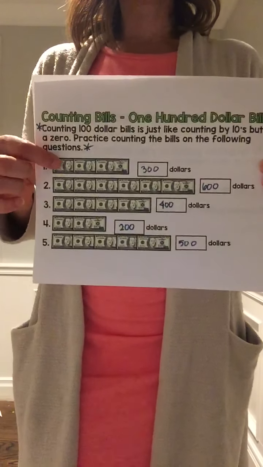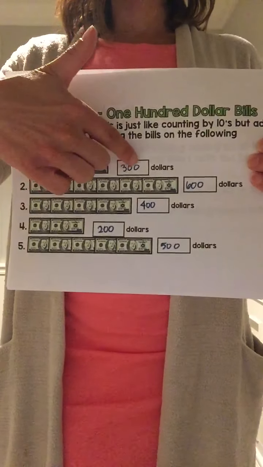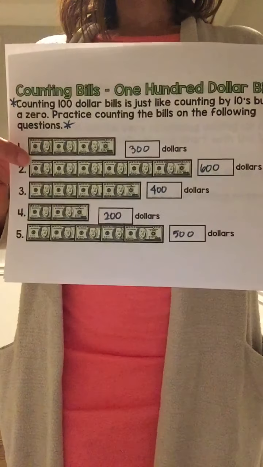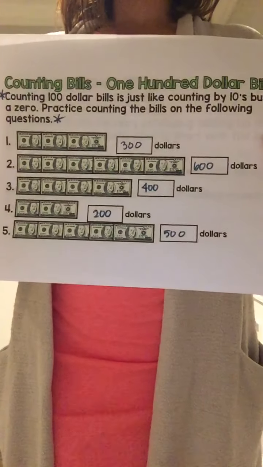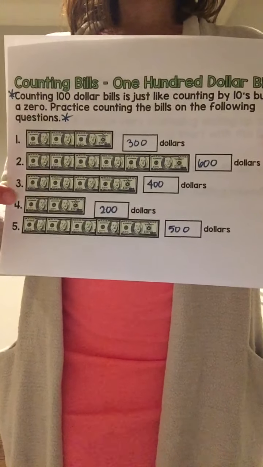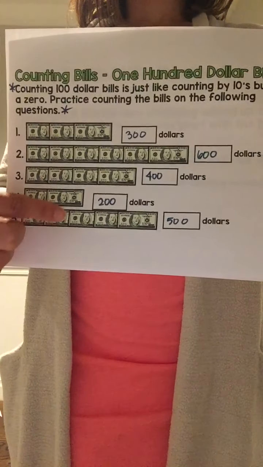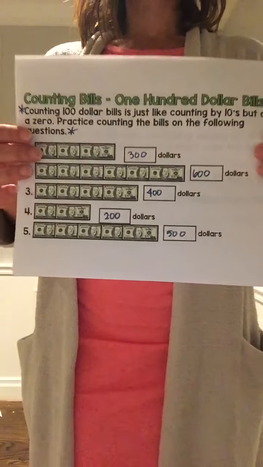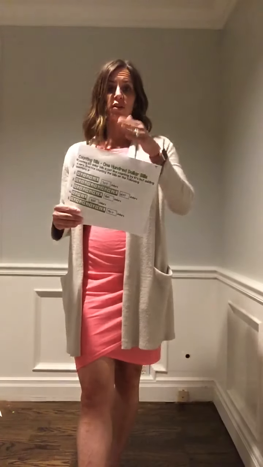So you have 100, 200, 300. 10, 20, 30, add a 0. 100, 200, 300, 400, 500, 600. 100, 200, 300, 400, 500. Really, counting by hundreds and ones and tens are pretty easy because you're just moving up the numbers. 1, 2, 3, 4.